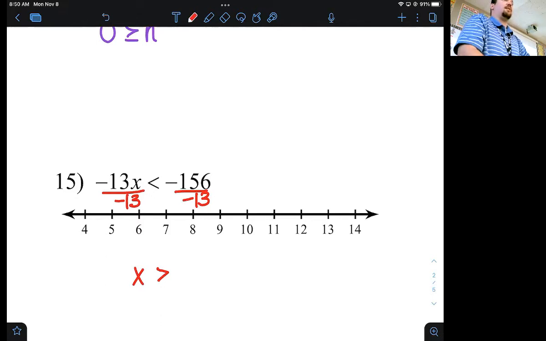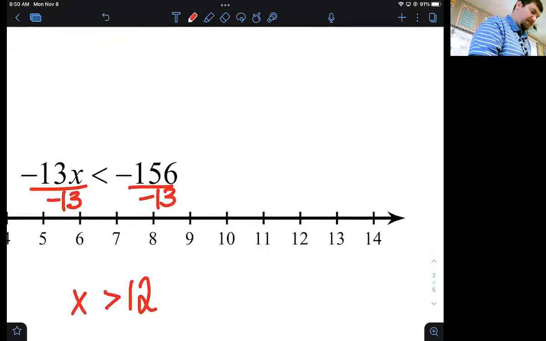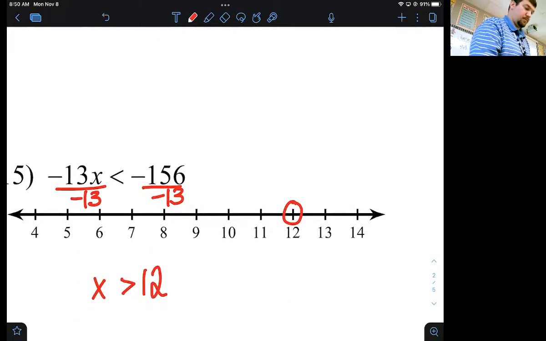Well, it helps when you have your calculator out, right? 12. There we go. X is greater than 12. Hannah Lindley, do I use an open or closed circle? Open. And is X bigger or smaller, Hannah? Bigger. So shade to the right.